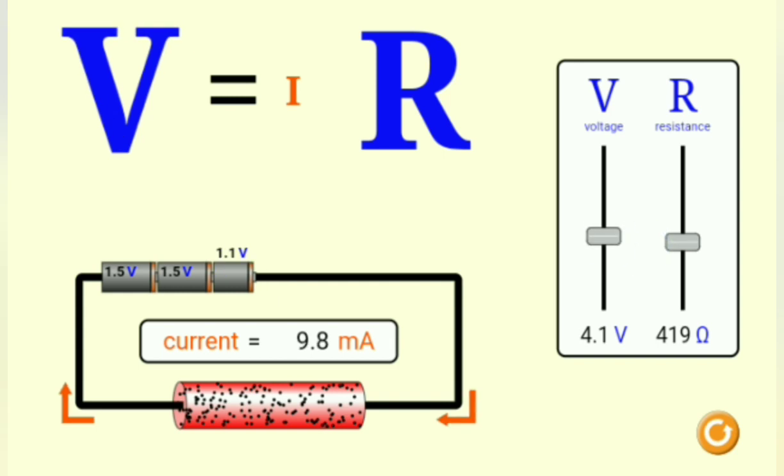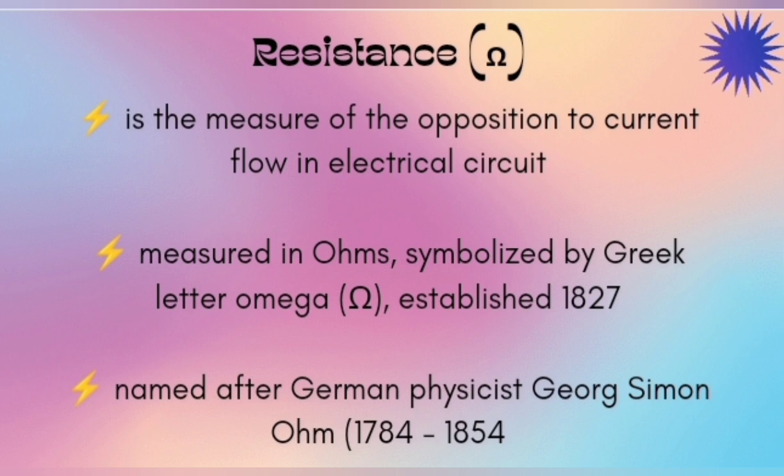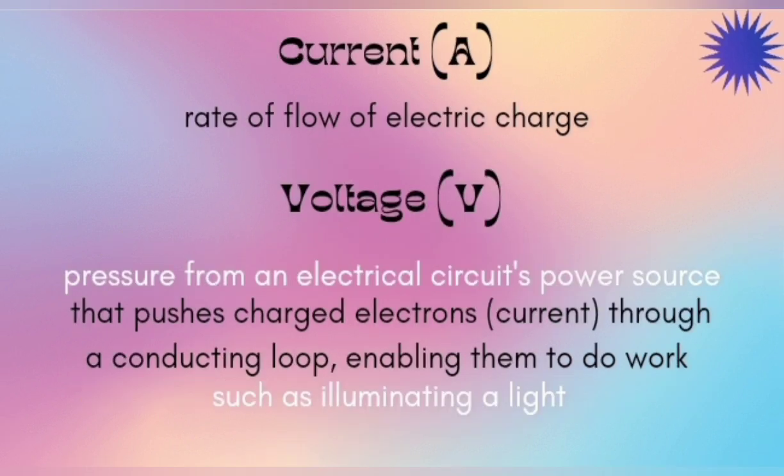Let us know what is resistance, current, and voltage. Resistance is the measure of the opposition to current flow in an electrical circuit. It is measured in ohms, symbolized by the Greek letter omega, established in 1827. It is named after German physicist Georg Simon Ohm. Current is the rate of flow of electric charge. Voltage is the pressure from an electrical circuit's power source that pushes charged electrons, current, through a conducting loop, enabling them to do work, such as illuminating a light.